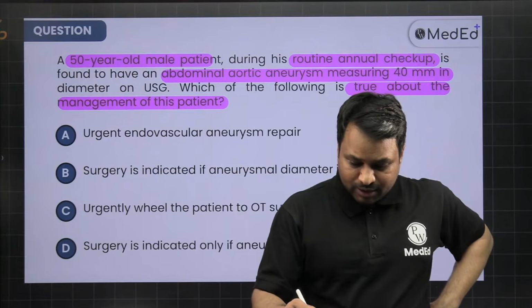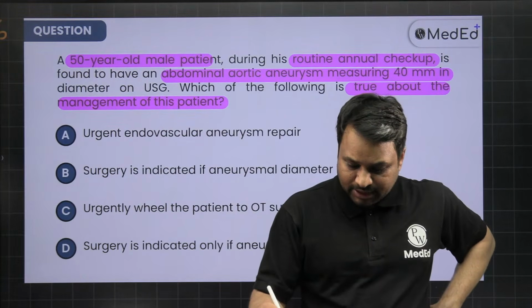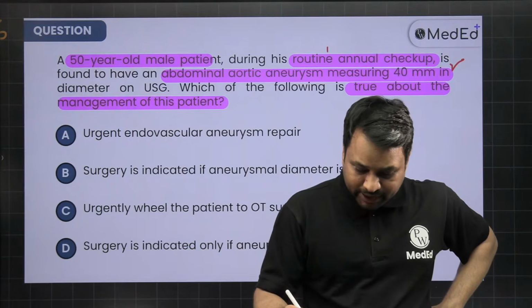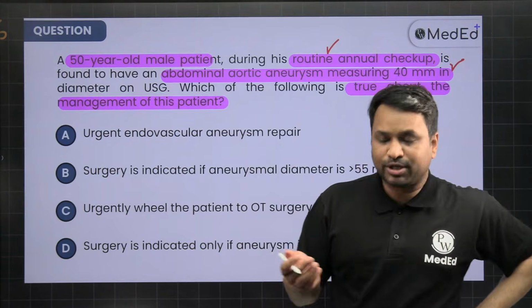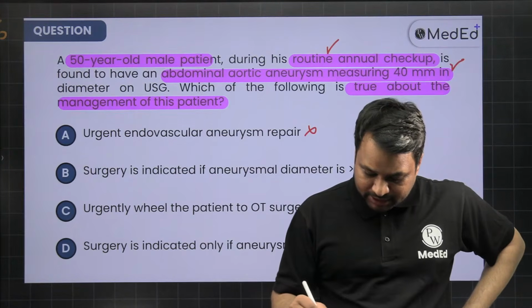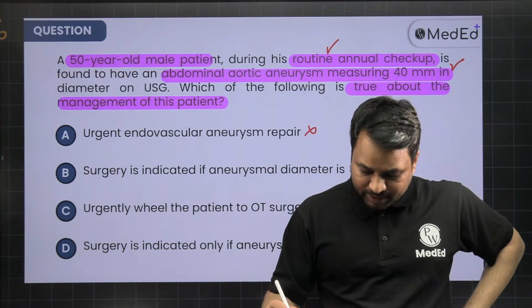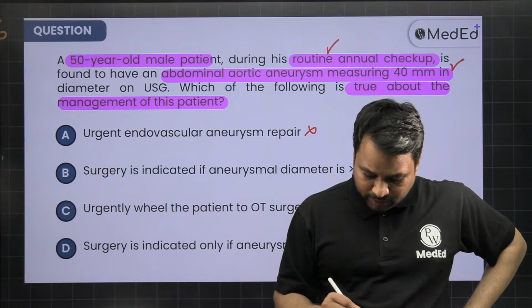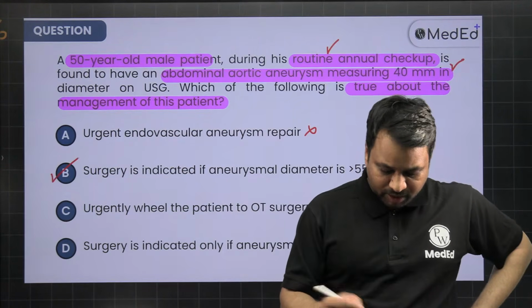Here you can see it is going to be 40 millimeters. That is less than 4 centimeters. Routine checkup is there. So hence the patient is asymptomatic. So I'd say there is no repair required. Surgery is indicated if the aneurysm is more than 55 millimeters, is correct. Urgent OT not required. The answer is going to be B for Bombay, right?